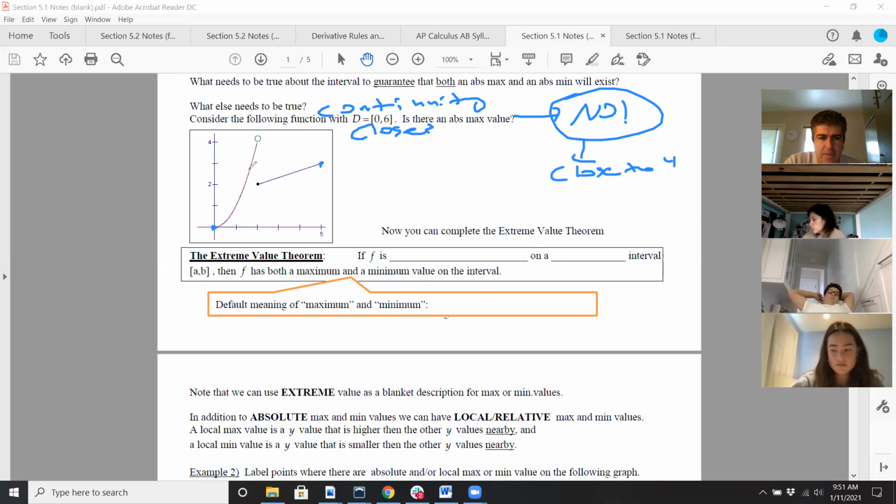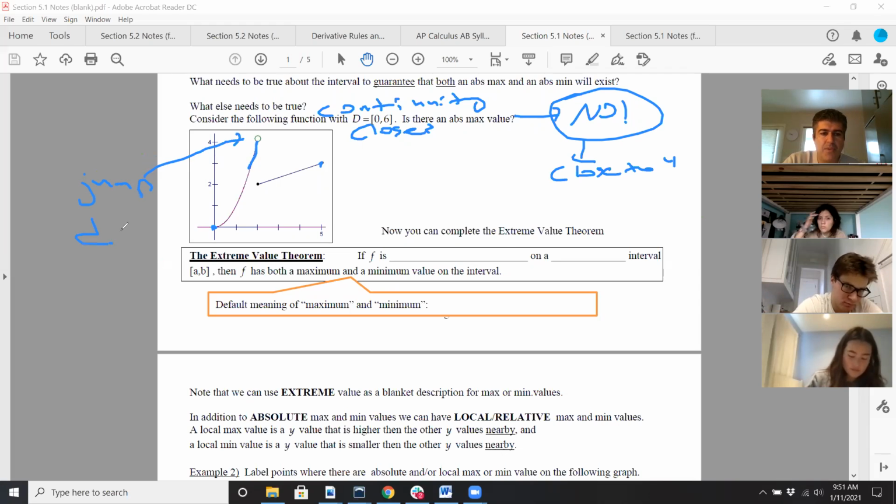Like, see how I'm getting closer and closer to 4 here? But it's a discontinuity here. So here, remember, we have a jump. You might remember this from last semester. We have a jump discontinuity. Because we're not continuous, we're not guaranteed to get an absolute max. I do have an absolute min, but I don't have an absolute max.